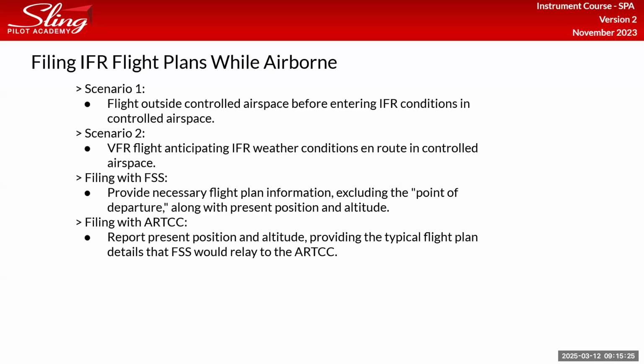in controlled airspace. You can also, if you are on VFR flight, maybe just on VFR flight following, but you see that there's going to be IMC or IFR conditions at your destination airport, get what's called a pop-up IFR clearance in the air en route. When you're filing with FSS, provide your necessary flight plan information, excluding the point of departure, along with present position and altitude. When you are filing with ARTCC, you want to report your present position and altitude and provide the typical flight plan details that FSS would relay to the ARTCC.